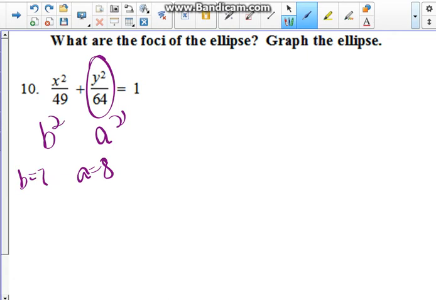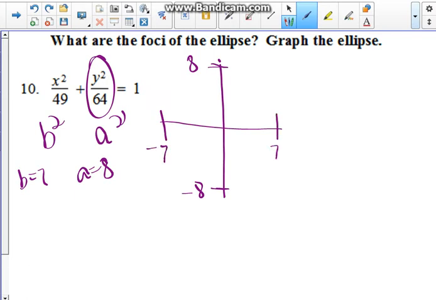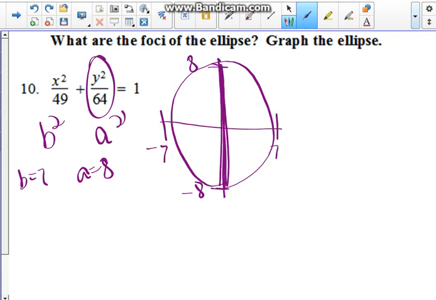So we know that this is something that looks like on the y-axis from 8 to negative 8, and on my b-axis from 7 to negative 7. So it is something like that. And they want to know what are our foci. And we know this is my major axis here with the 8s on it.